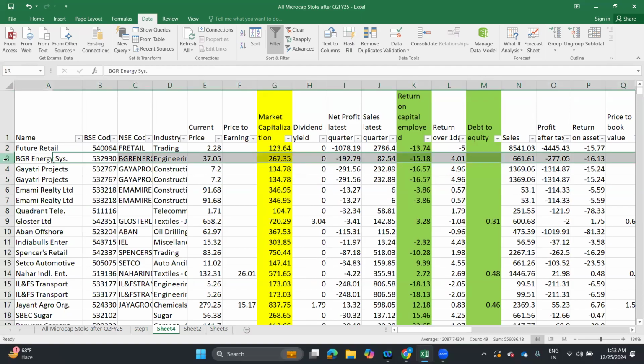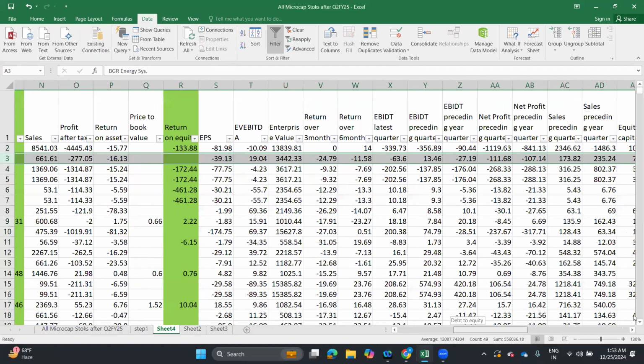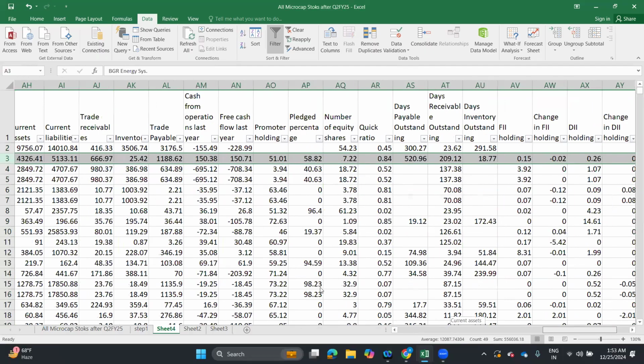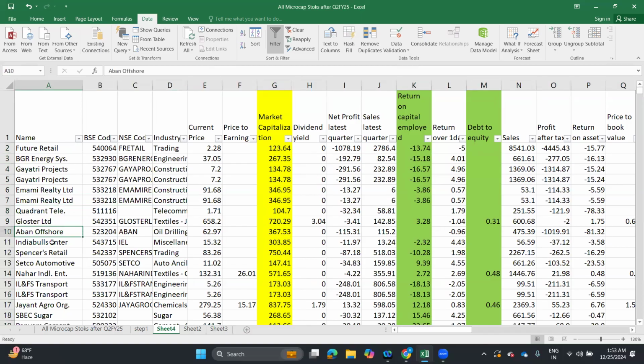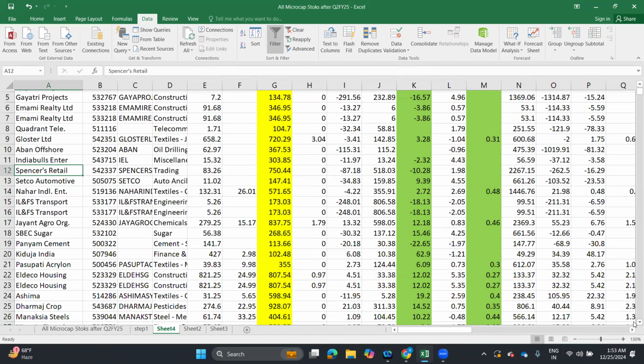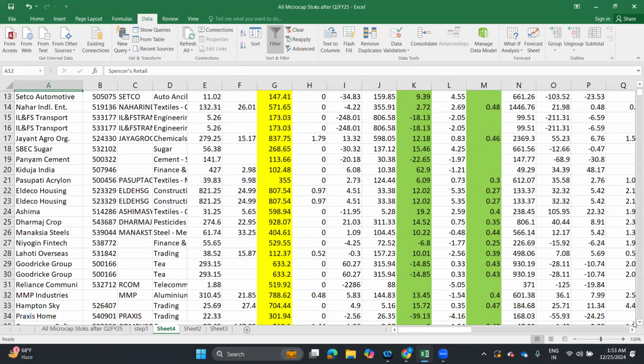with this one. BGR Energy has reduced it by 1392 crore. Then Gayatri Projects, Imami Realty, Quadrant Tele, Aban Offshore. They have reduced, all of them have reduced. Spencer Retail, Seatco Automobile. So they have reduced their debt significantly. Right, here is the entire list.